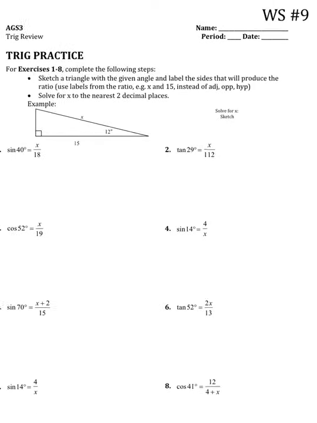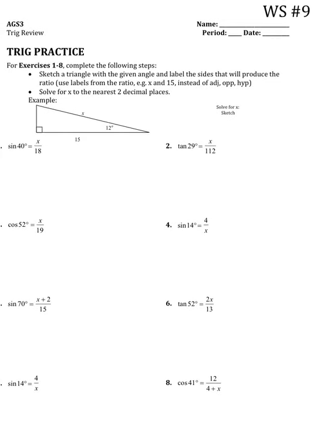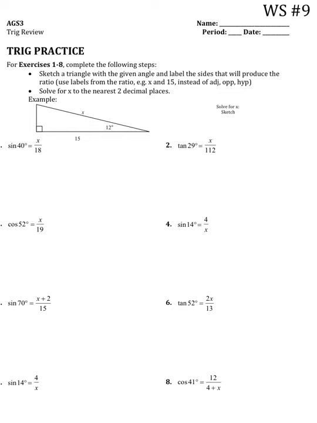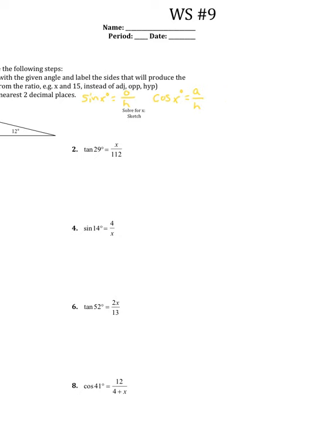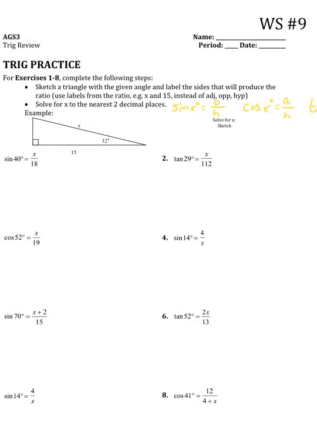No? Well, good. So mod 5 is going to rely heavily on these problems. First thing I want to mention again, we'll write it down: sine of x is opposite over hypotenuse. We'll just put o over h. Cosine of x degrees is adjacent over hypotenuse, a over h. And then tangent of x degrees was opposite over adjacent.